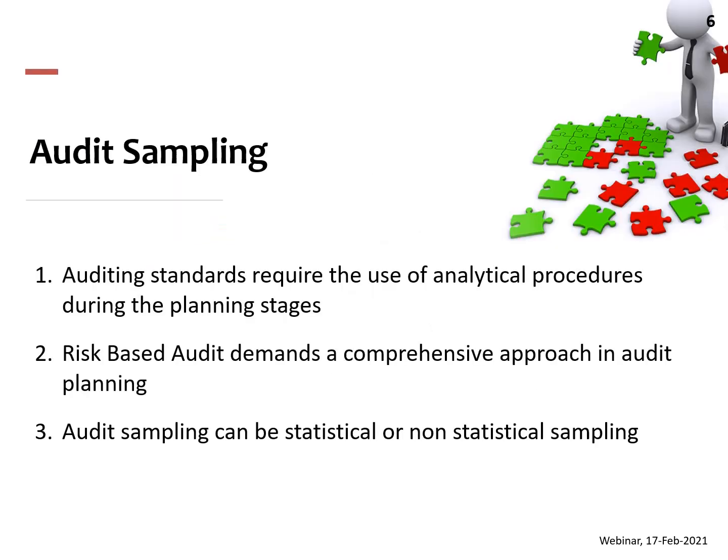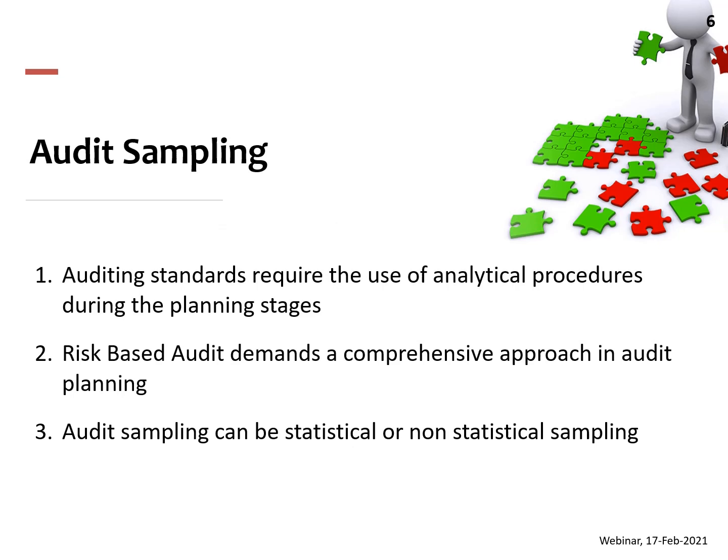Next slide. Now, talking about audit sampling. There are several principles that should be considered during the audit phase, especially in audit planning, of which there are at minimum three. The first is that auditing standards require the use of analytical procedures during the planning stages. These are the standards given by many governing or professional bodies. The second, the risk-based audit approach also demands a comprehensive approach in audit planning. And the last, that audit sampling can be statistical or non-statistical sampling. Also, we auditors are given space to do non-statistical, judgmental, or random sampling. In my opinion, statistical sampling should be considered. This is where we can use the Benford's law approach.